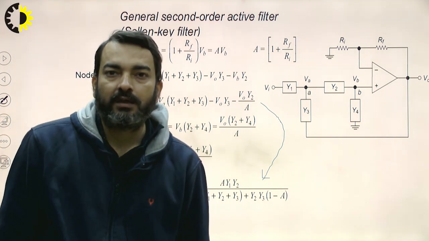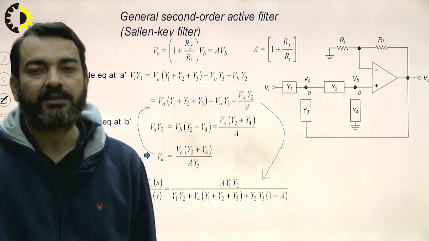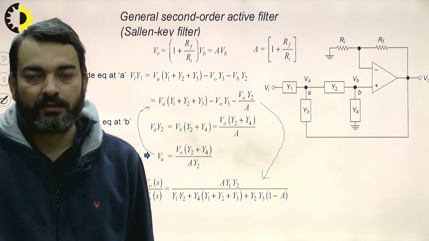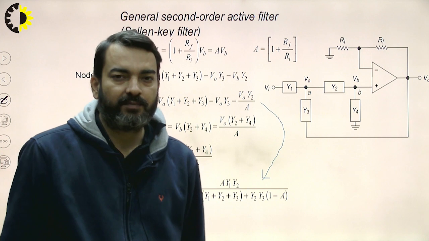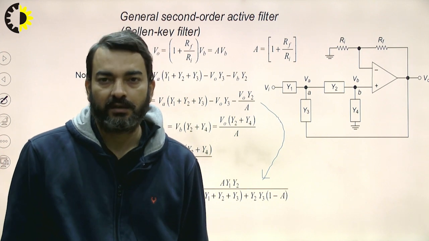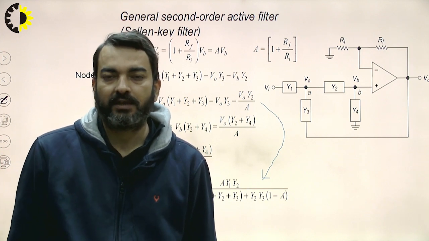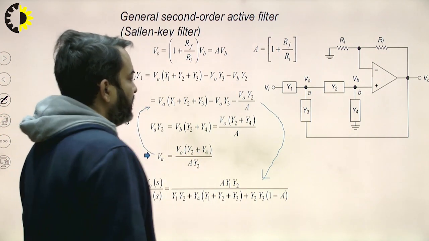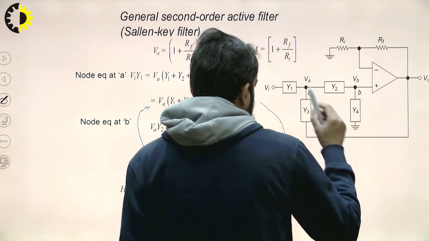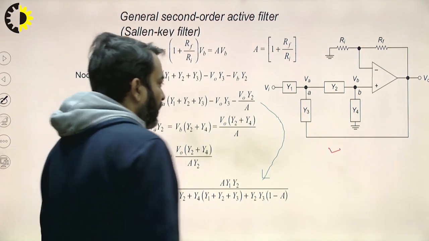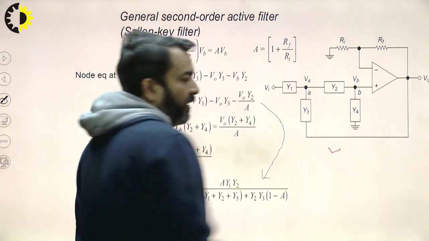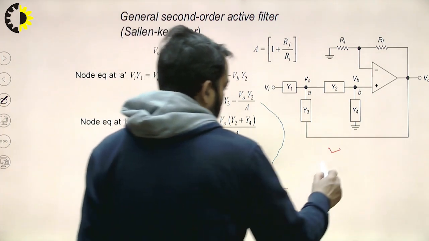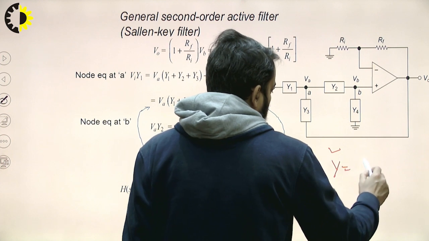So coming to the Sallen Key low pass and high pass filters. For low pass and high pass Sallen Key filters, first we will derive the transfer function of the generalized Sallen Key structure. So this is the generalized Sallen Key structure. Here we have represented all the elements in admittance format, that is Y. Y is nothing but 1 by Z. Z is impedance.